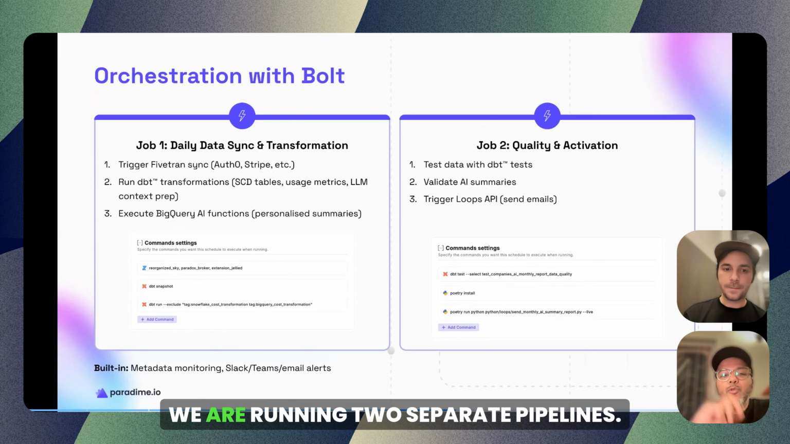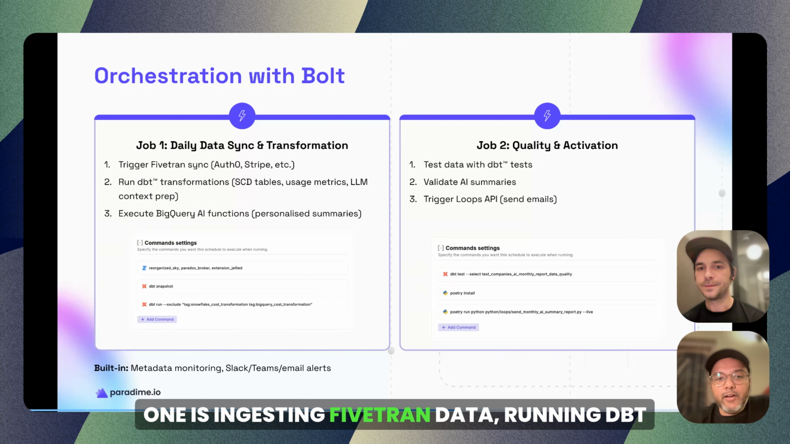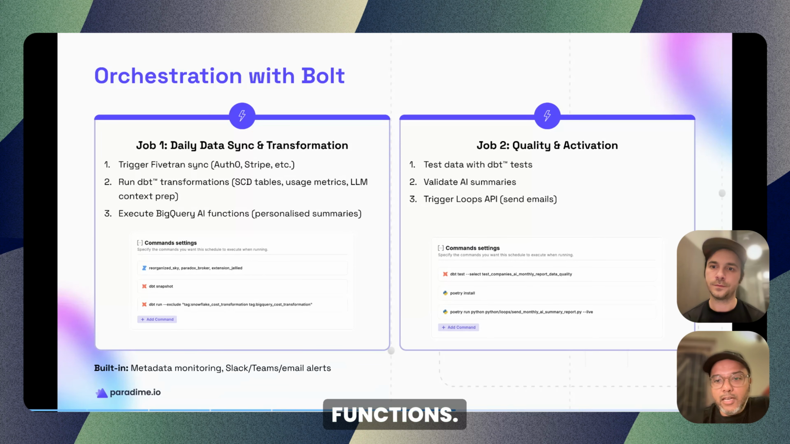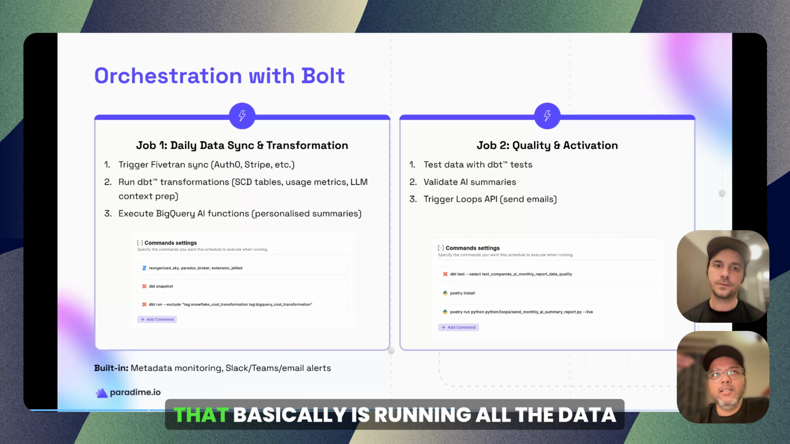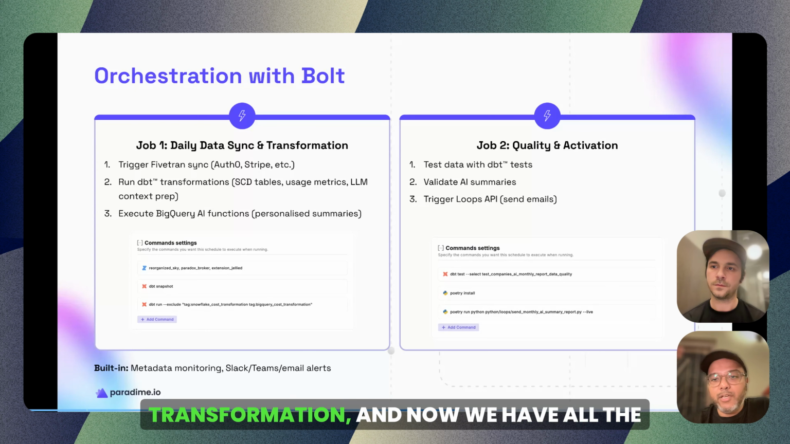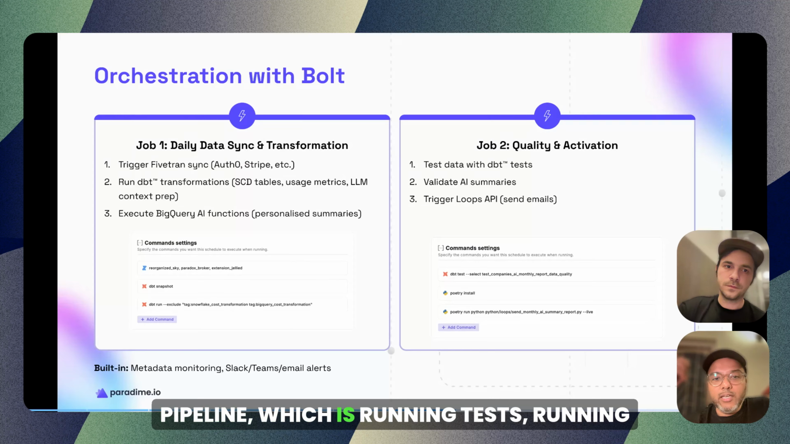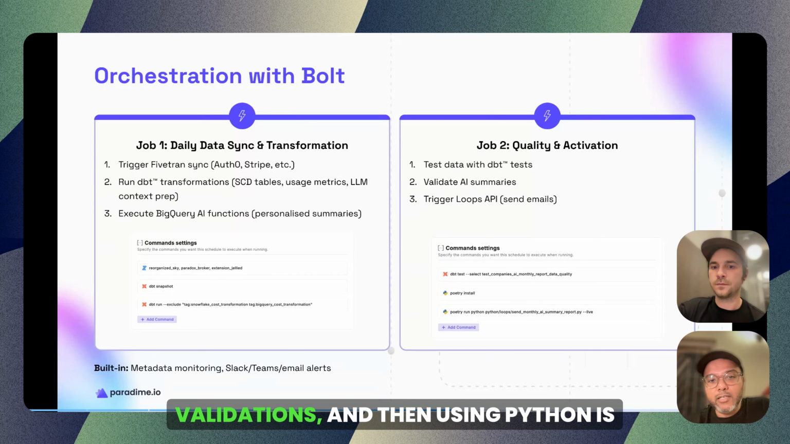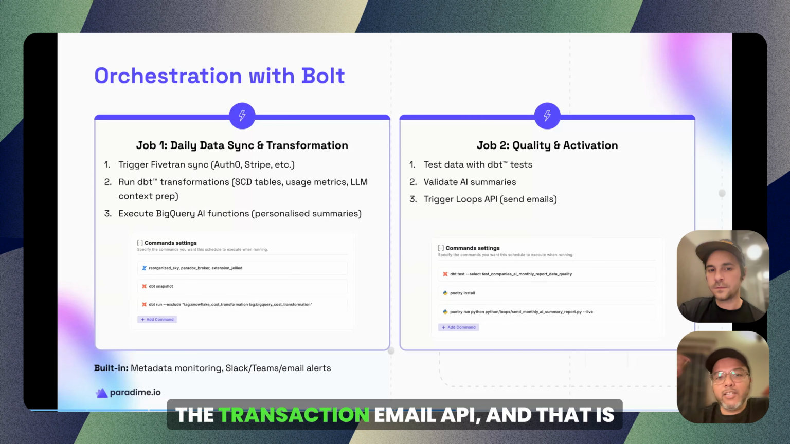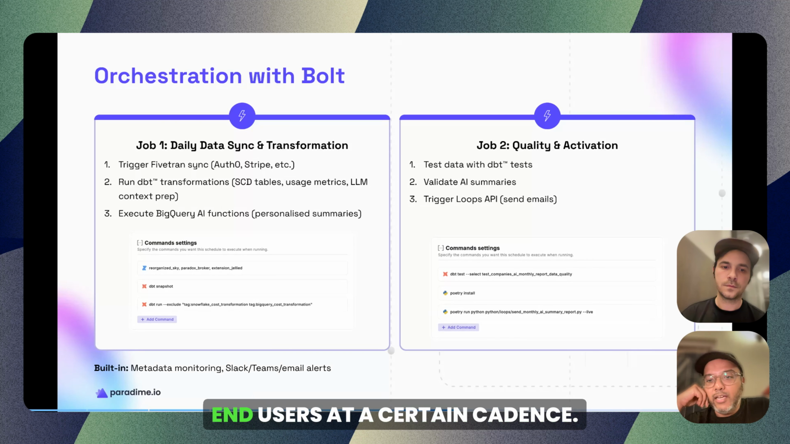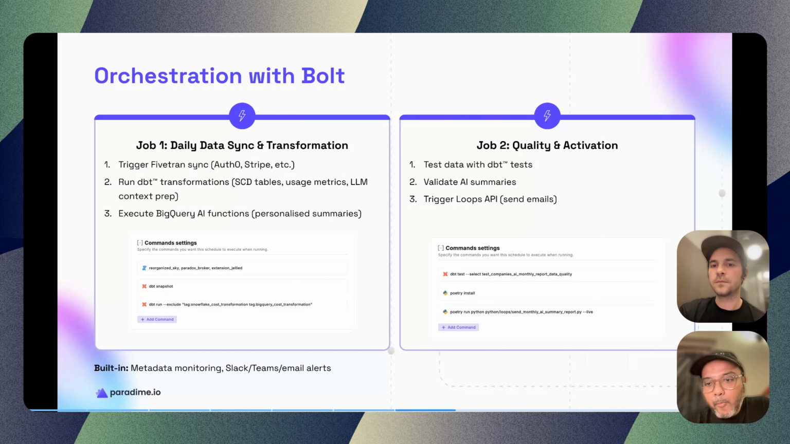So we are running two separate pipelines. One is ingesting Fivetran data, running dbt transformation, and then executing the AI functions. Then we have another pipeline, and now we have all the data in March. And now we have a second pipeline, which is running tests, running validations, and then using Python is executing the transactional email API, and that is sending all the activation emails to the end users at a certain cadence. That's right, yeah.